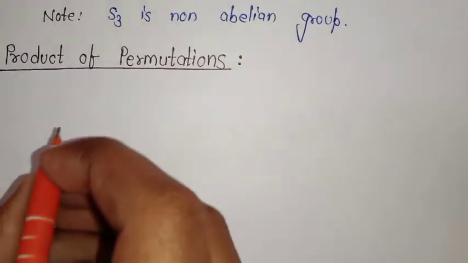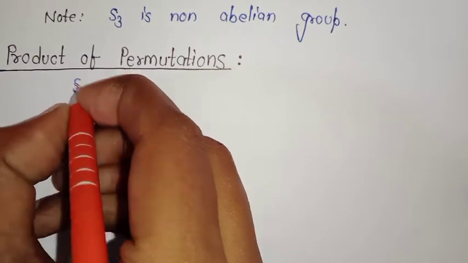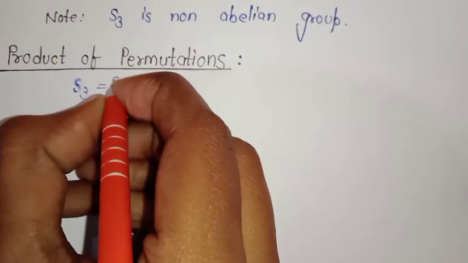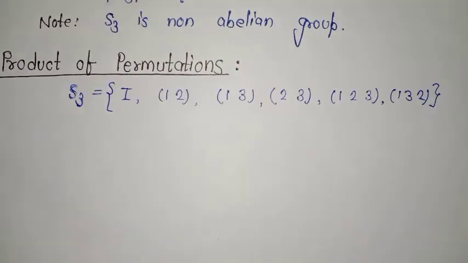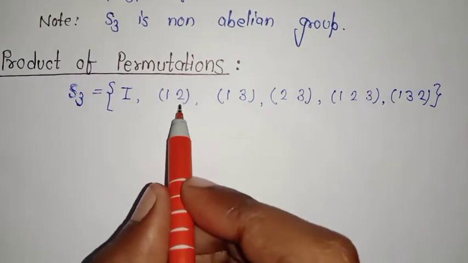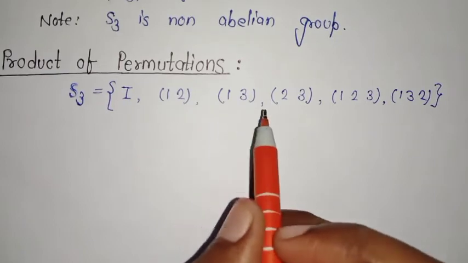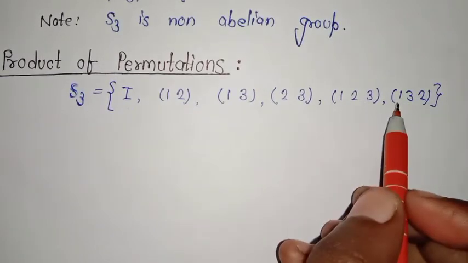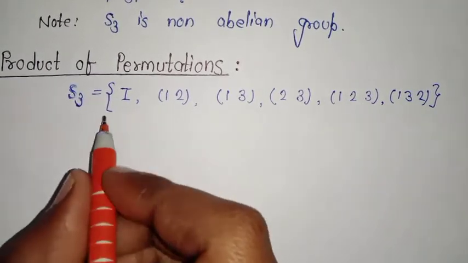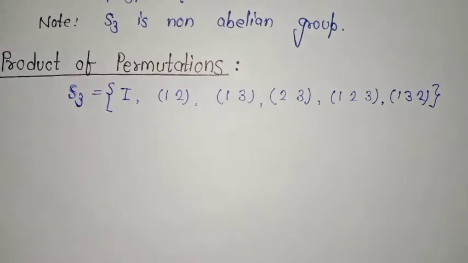I told you that S3 contains 6 elements. So the elements of S3 are identity, (1 2), (1 3), (2 3), and the two cycles (1 2 3) and (1 3 2). Some are cycles of length 2, and some are cycles of length 3. So firstly we will discuss what is the product of permutations. I will take 2 permutations and I will show you how to take the product of 2 permutations.